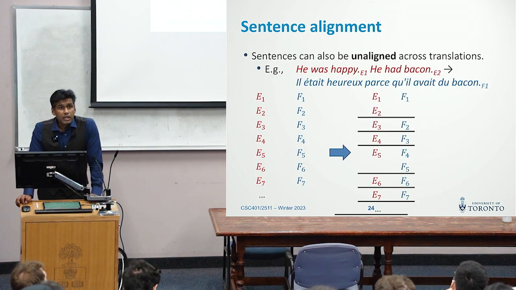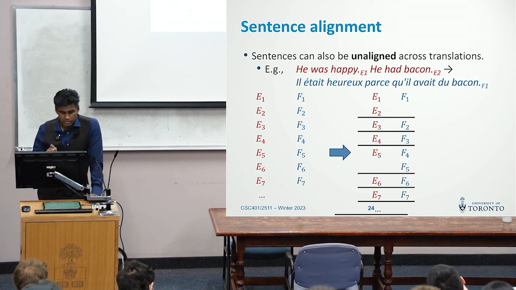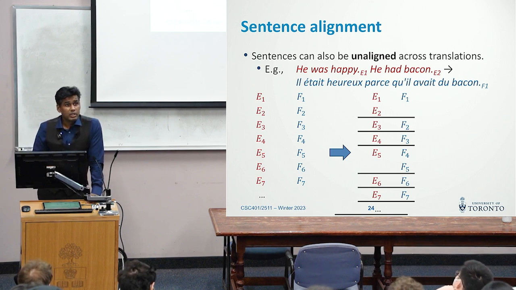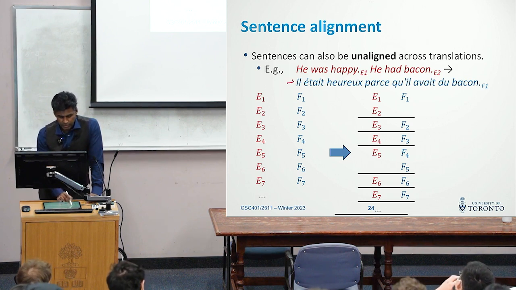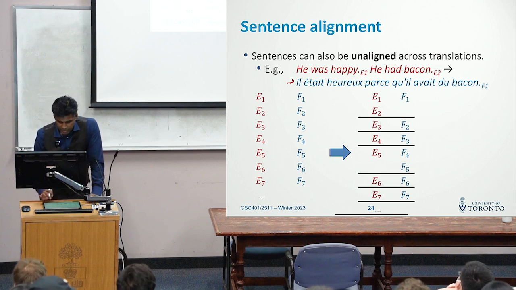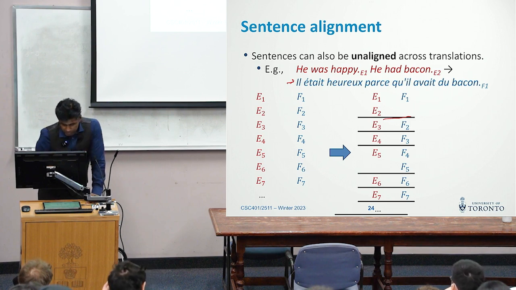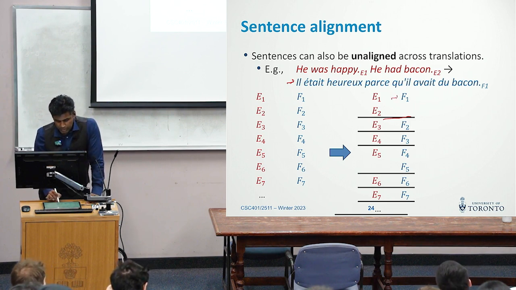Okay, so for the next few slides, let's go with this running example where we have two English sentences, E1 and E2. He was happy and he had bacon. And the corresponding French translation is in one sentence, which I will not attempt to read out and butcher. So this is F1, okay? And on the right-hand side, these lines are the beat separation. This just means that if you look at the beat representation, E1 and E2 correspond to F1, and E3 corresponds to F2, and so on.